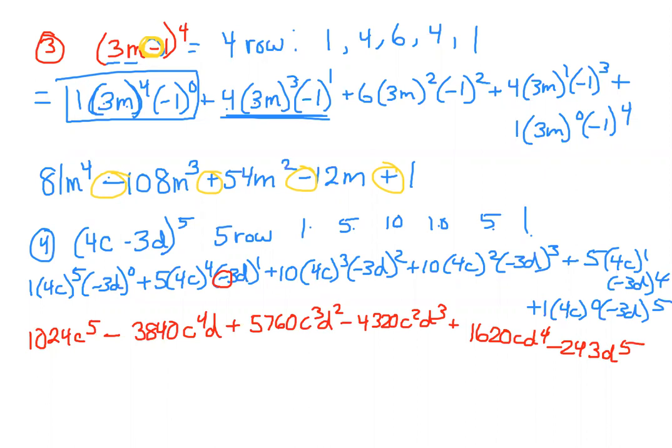All right, let's look at the next two, 5 and 6. These are going to be a little bit tricky. Okay, we got 5. Let's see: 1 plus 2 over x, cubed. And row 3 is 1, 3, 3, 1. So let's see what we've got.